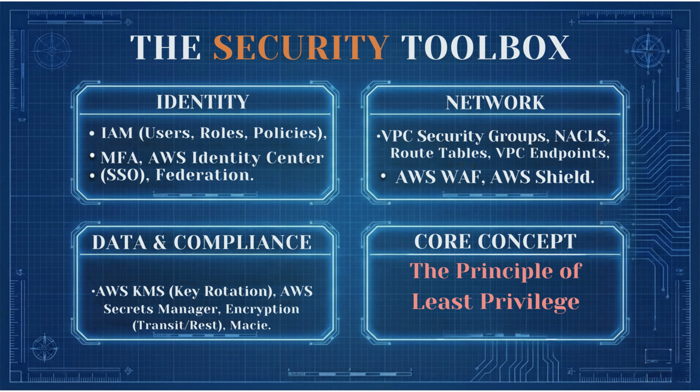Tool 2. Network and Application Defense. The shield. Next, we move to protecting the workload itself from external threats like DDoS and SQL injection. VPC security, segmentation and edge protection by using various services. Tool 3. Data protection and encryption. The vault. This set of tools is for securing data both at rest and in transit.